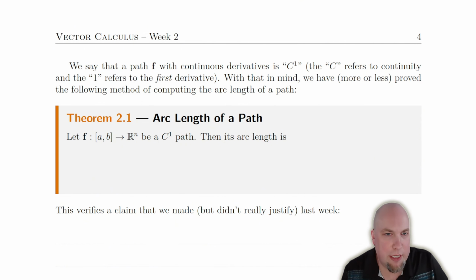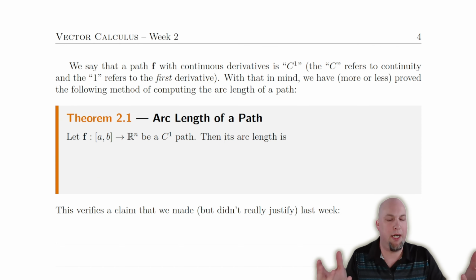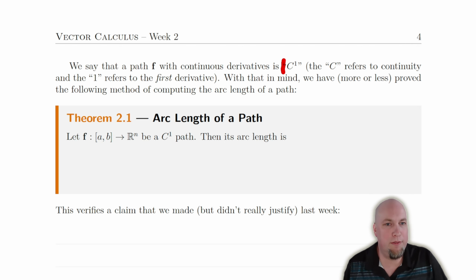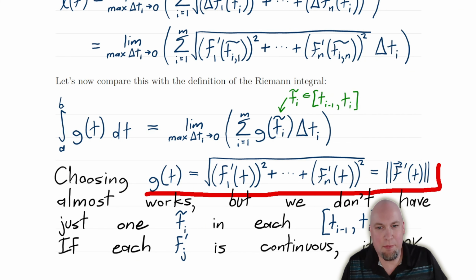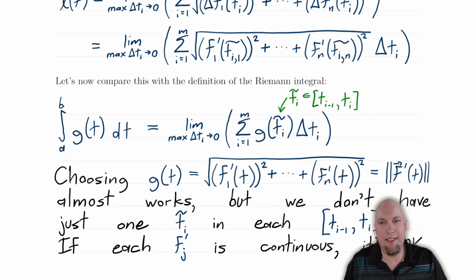In this notation, the C refers to continuity, and the 1 refers to the fact that it's a first derivative I'm talking about here. We took the derivative once and we got a continuous function. You can also talk about C2 functions or C3 functions, and that just means that, for example, you take the derivative twice and it's still continuous, or you take the derivative 3 times and it's still continuous. The 1 is just how many times you took the derivative while preserving continuity. So anyway, what happens when we throw all of this together? Well, I said that we can basically choose g of t to be the speed function here, and then what happens is our arc length formula boils down to the definite integral.